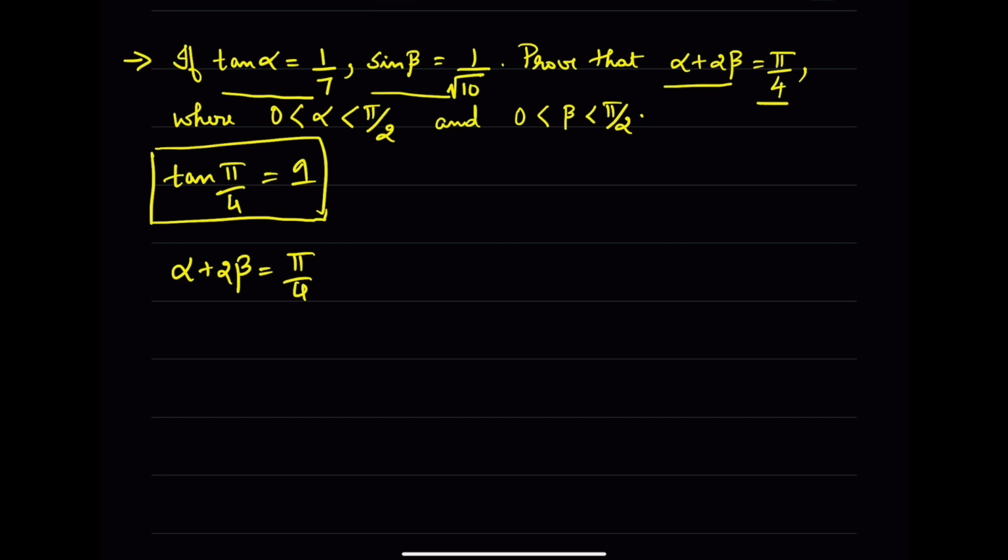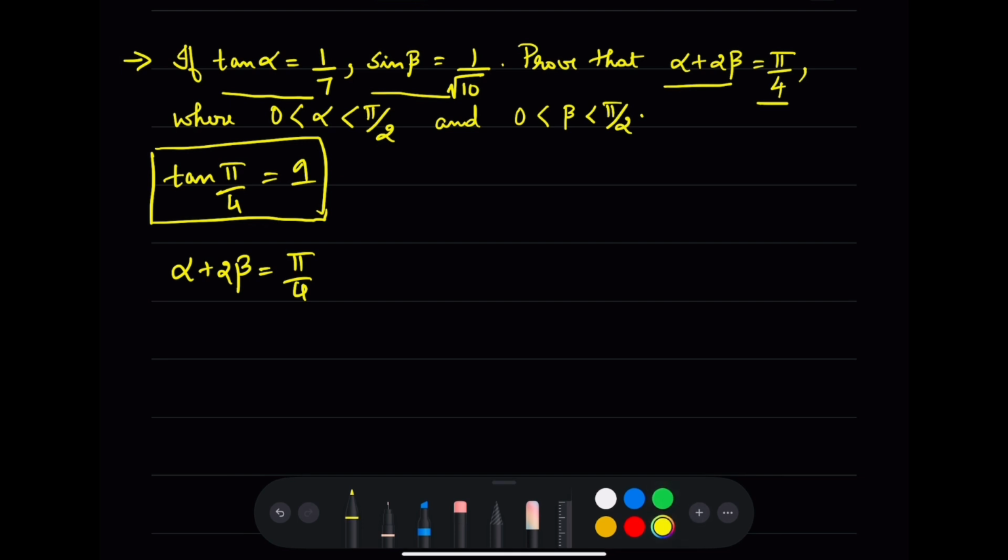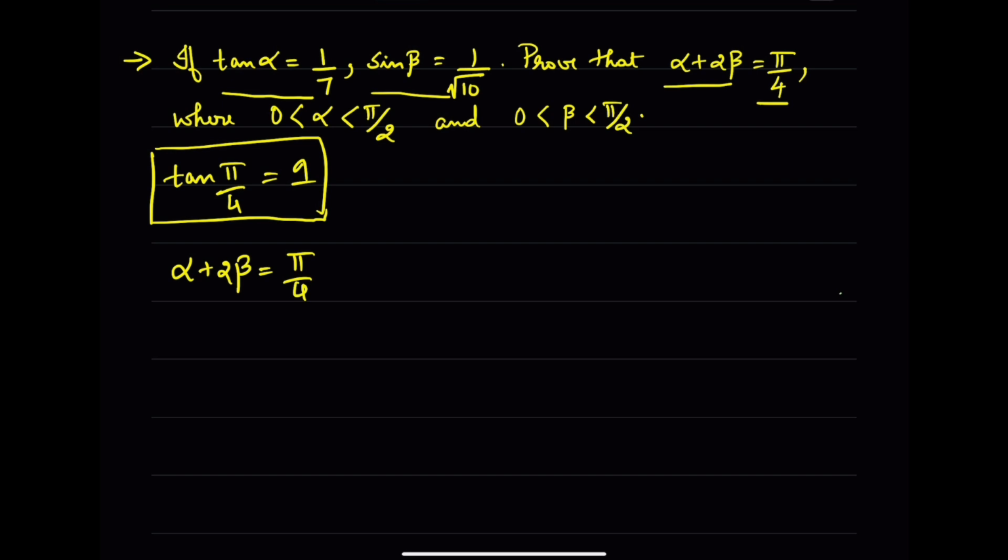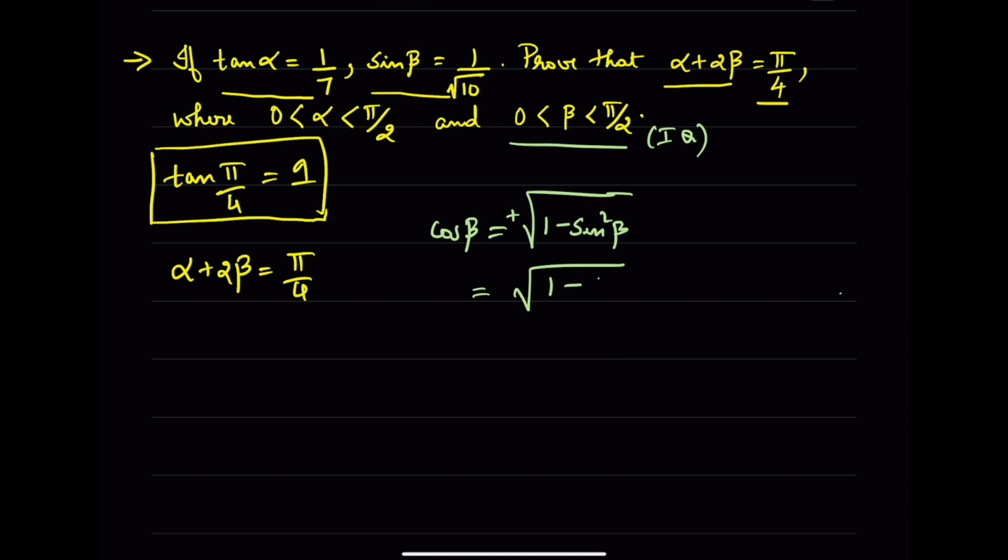So now let's try to solve this. What we can do here is, using this information, first let's find out cos of beta. So cos beta would be square root of 1 minus sine square beta in the positive value, because beta is in the first quadrant. So if we apply this, we would get square root of 1 minus 1 by 10. So this would be square root of 9 by 10, which is 3 by square root of 10.